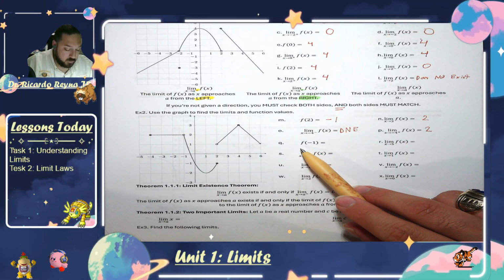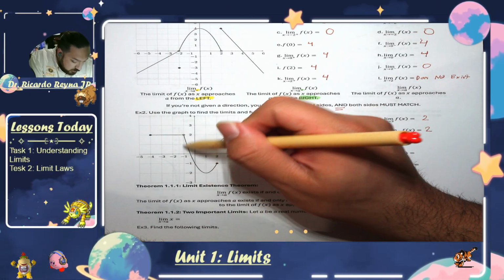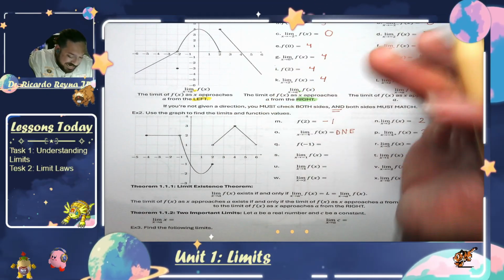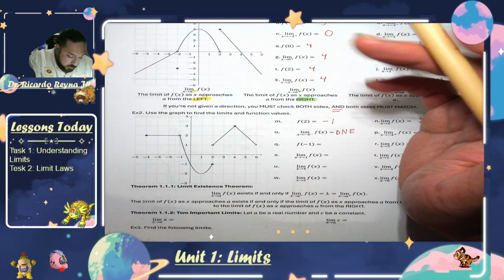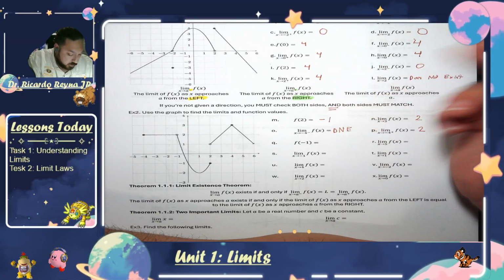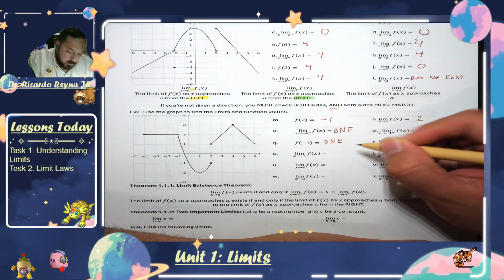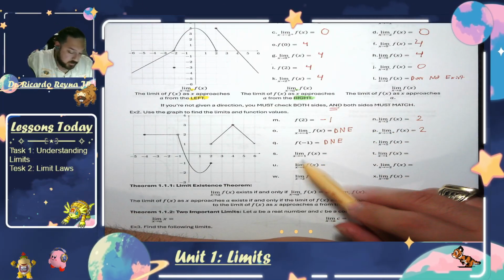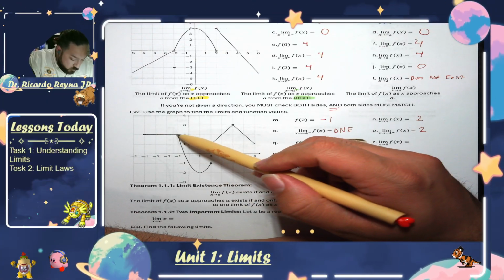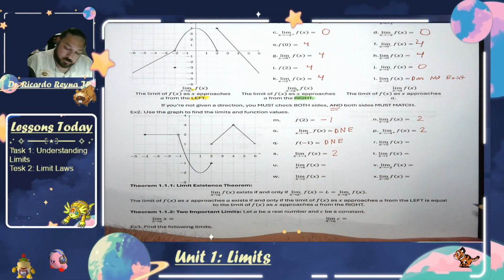For f of -1, I see that even though technically it would be here, it is not going to be there, right? It's not going to be there because it's an open circle, not a closed circle. So it does not exist. However, I'm going to jump here. The limit will exist. As we go from the left and from the right, it will seemingly meet up at an entry, the entry being 2.